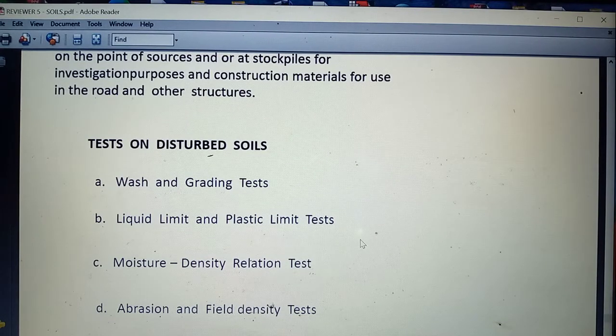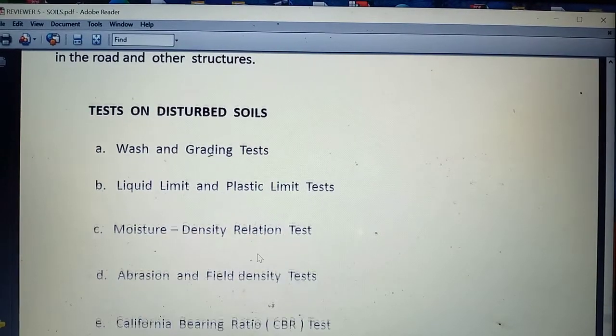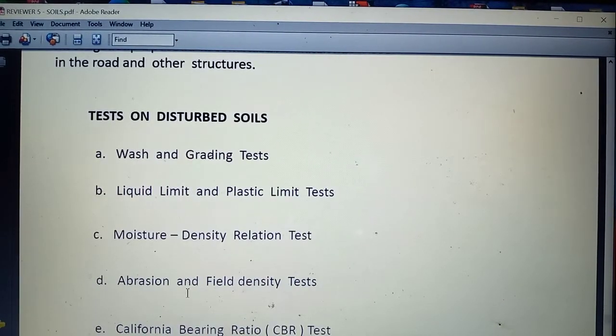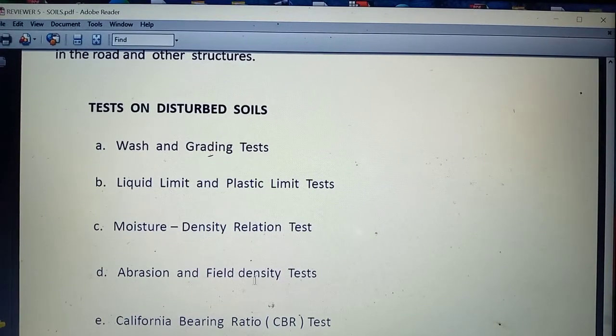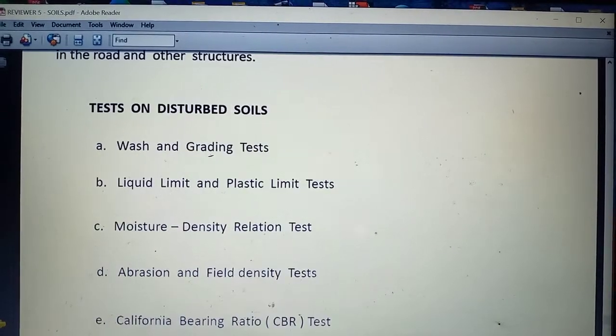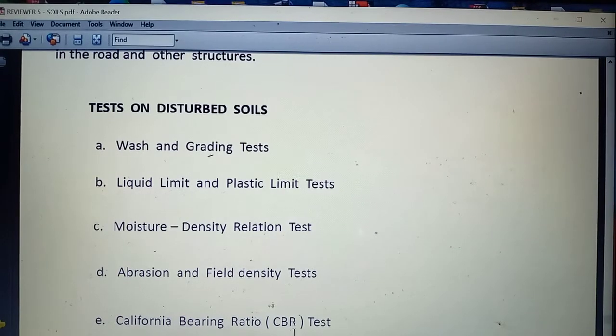Okay, yun yung usually disturbed samples yung ginagamit sa road construction madalas. Then moisture density relation, or another term, this is maximum dry density test, and then abrasion and field density test. Okay, abrasion test at si field density test iba to. So, next time we will discuss about this type of test and then paano siya ginagawa. Then we have California bearing ratio or CBR test.